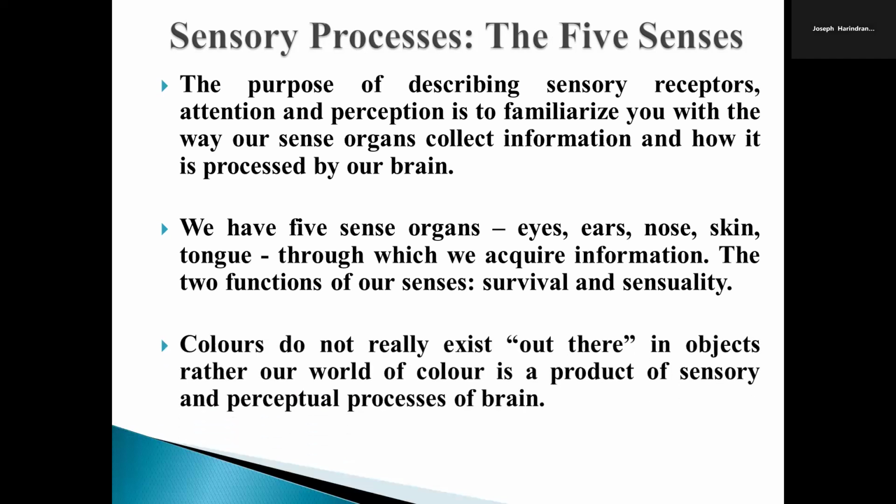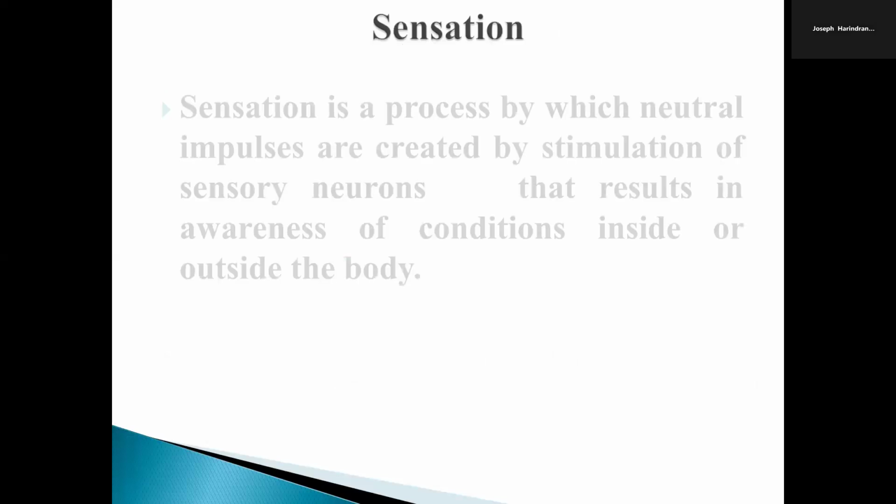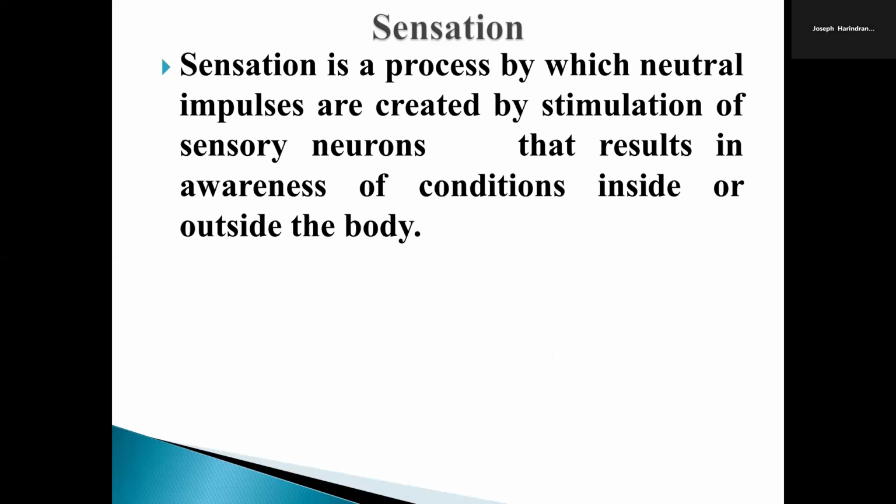Colors do not really exist out there in the objects. Rather, our world of color is a product of sensory and perceptual processes of the brain. Next, we shall see sensation. Sensation is a process by which neural impulses are created by stimulation of sensory neurons. Neurons are nerves that carry messages to the brain. That results in the awareness of conditions inside or outside the body.